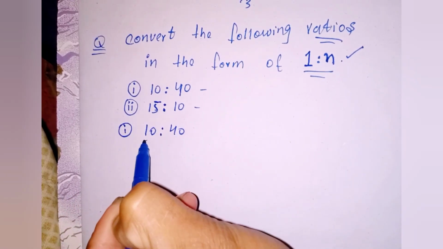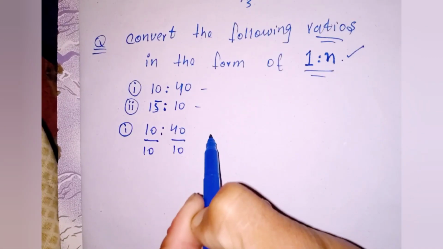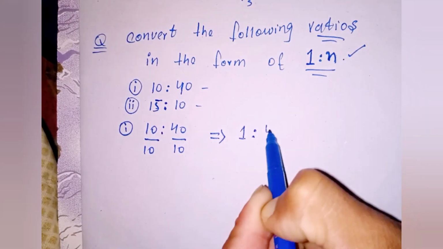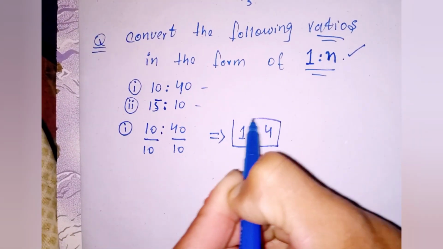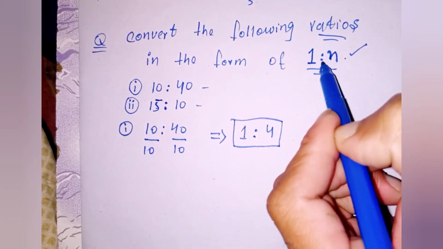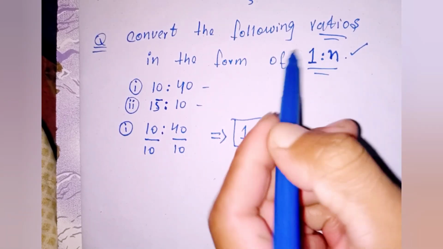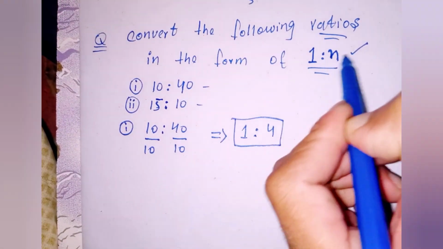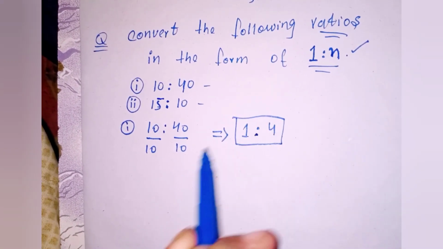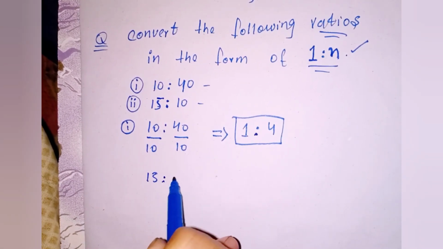If we divide both sides by 10, we get 1 ratio 4, and this is the required answer for the given question, because here we are asked just to simplify the given ratio into 1 ratio n, where n can be any number. So here we get 1 ratio 4. And the other one is 15 ratio 10.